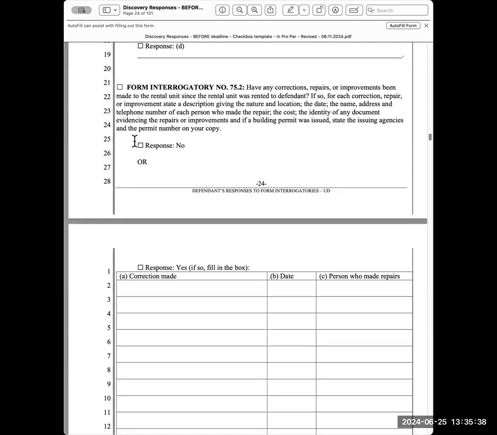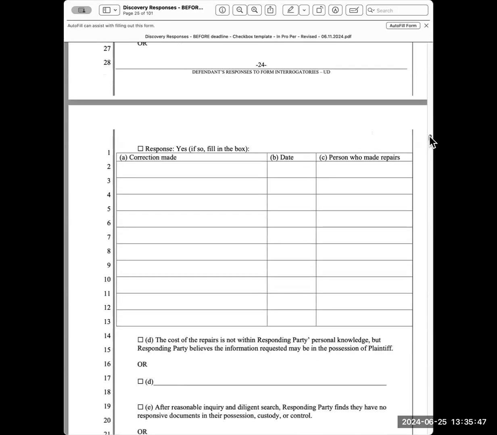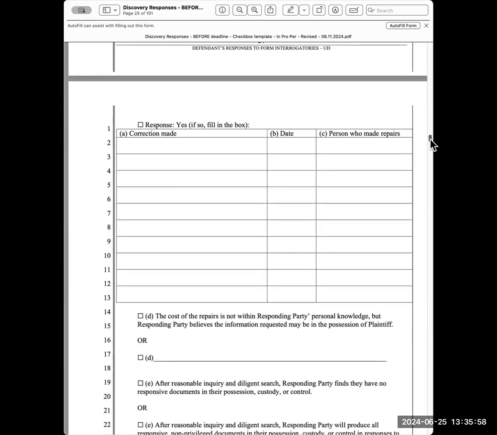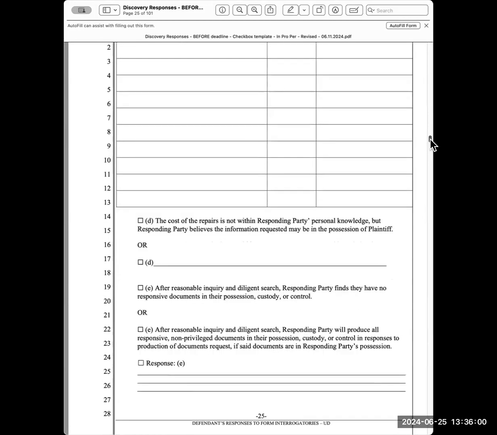If there were no repairs made, building is immaculate, maybe more modern, check here, no. If there have been repairs made during the course of your tenancy, check here and indicate which repairs were made, the date, and the person who made the repairs. Some of the other information they've requested may be things that only the landlord knows, but if you do know, you can answer. This part of the question is asking about the cost of the repairs.